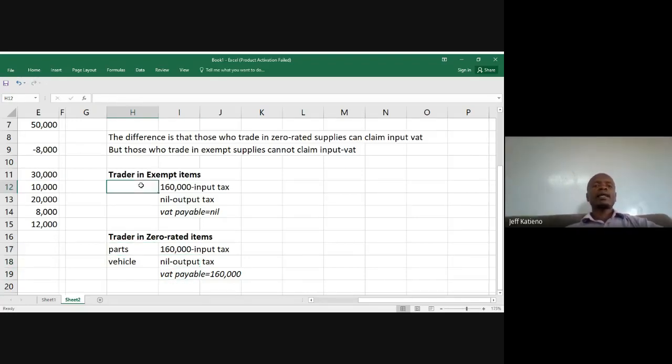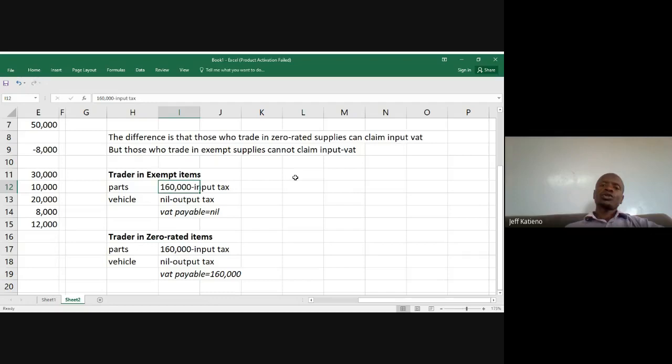Using the same analogy, parts, and then this is the vehicle. So if the vehicle is exempt, then you will not pay tax. At the same time, you will not claim the input tax that you paid for the parts. That is the difference. I want you to get that very clearly.